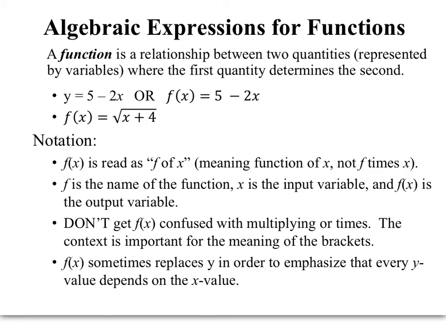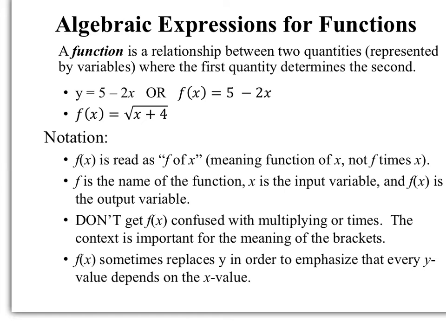So a function is a relationship between two quantities. So for instance, y equals 5 minus 2x. So x is one of my variables, and y depends on x. So I put in a value for x, and I get a value out for y. We sometimes write it in this notation, f of x. That's what we call our function notation. And that's one of the things that might be something new to you. Here we have f of x equals the square root of x plus 4. So whatever x I put in, I add 4 to it, and then I square root it, and that will give me my f of x value, which is my y value, my output.